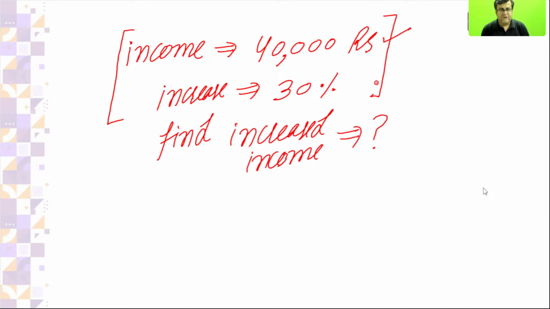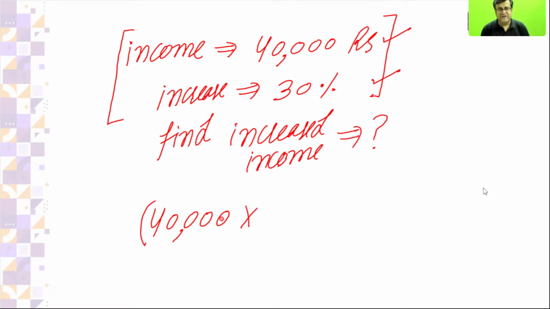40,000 is the income. 30% is the increase. What will be the increased income? Many students are giving me 12,000. This is not right. I'm not asking the increase in income. I'm asking the increased income.